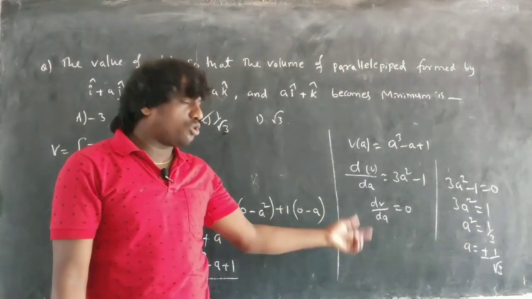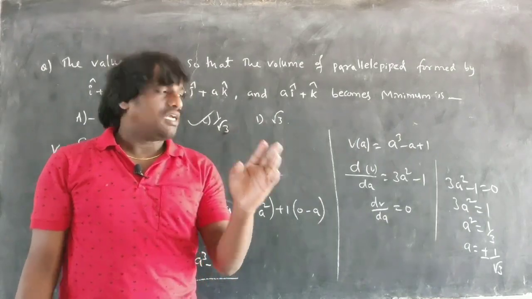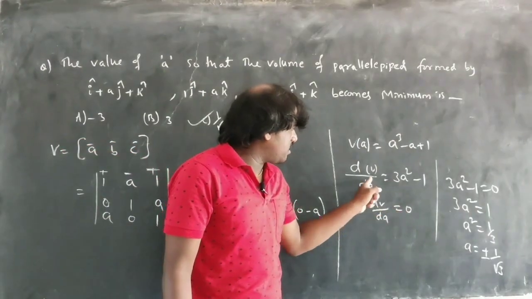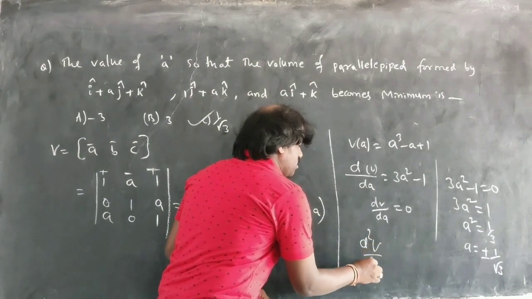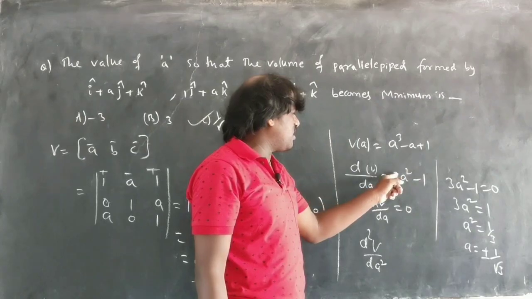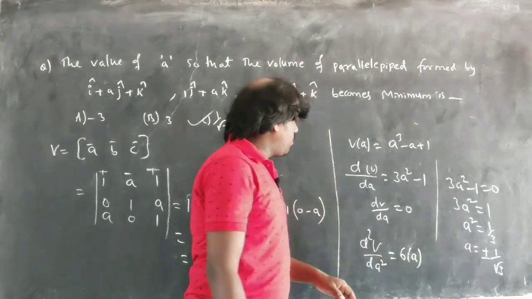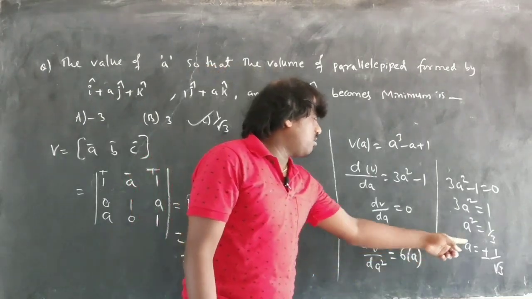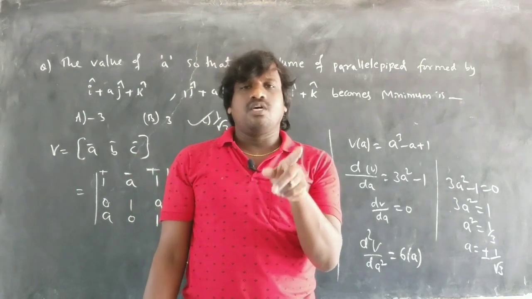If you want to know what is minima or maxima, you go for the second derivative. That is, you differentiate this again: d square V by dA square. If you differentiate this, you get again the differentiation 6A. I can write it as 6A, right? And you will substitute 1 by root 3 in this, one is plus, one is minus. So you know the second derivative test.